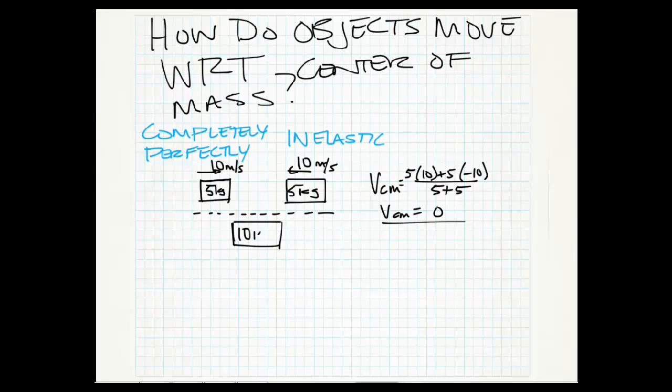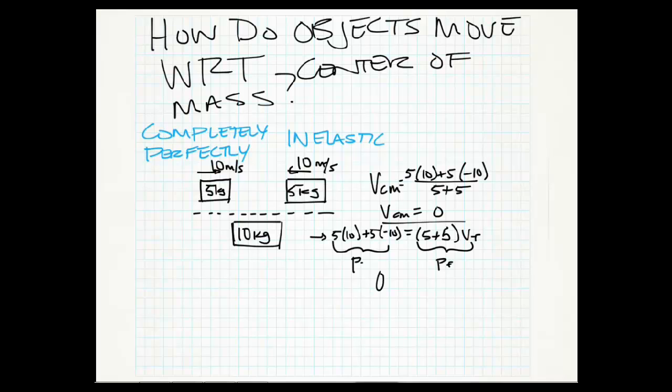I'm going to have a 10 kilogram mass. And this 10 kilogram mass, after they hit and stick together, let's look at it. We have 5 times 10 plus 5 times negative 10. That's my initial momentum. It will be equal to 5 plus 5 times our final velocity, and that's the final momentum of the system.